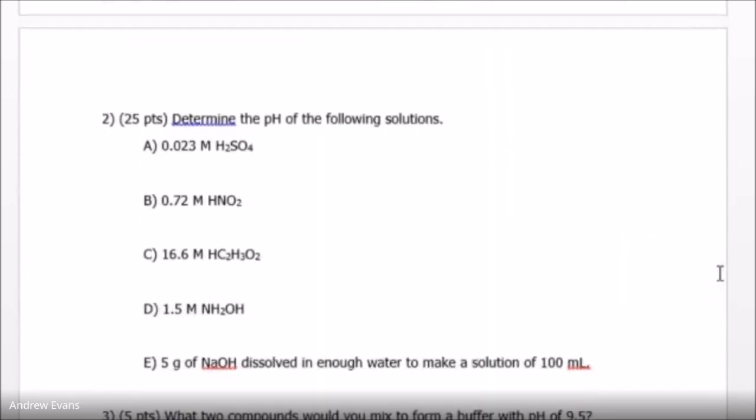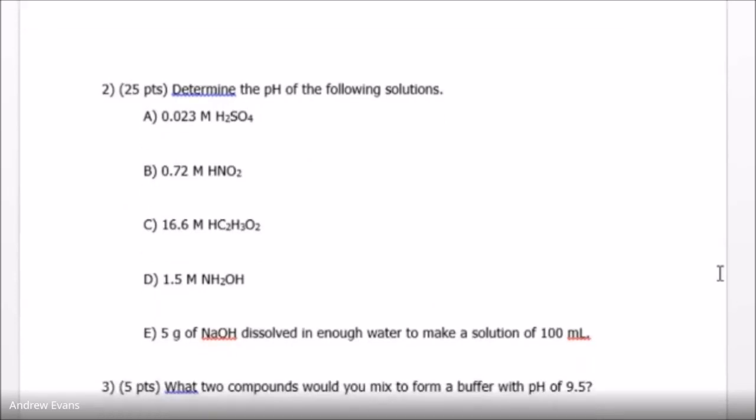Now, determine the pH of the following substances. In this case, since this was a take-home test, they had a book. They could look up if this was a weak acid or not. On an actual test, you'll be given the Ka if this is weak. It'll be abundantly clear whether you need a Ka. But because this was a take-home, I did not give that to them. They were expected to figure that out.